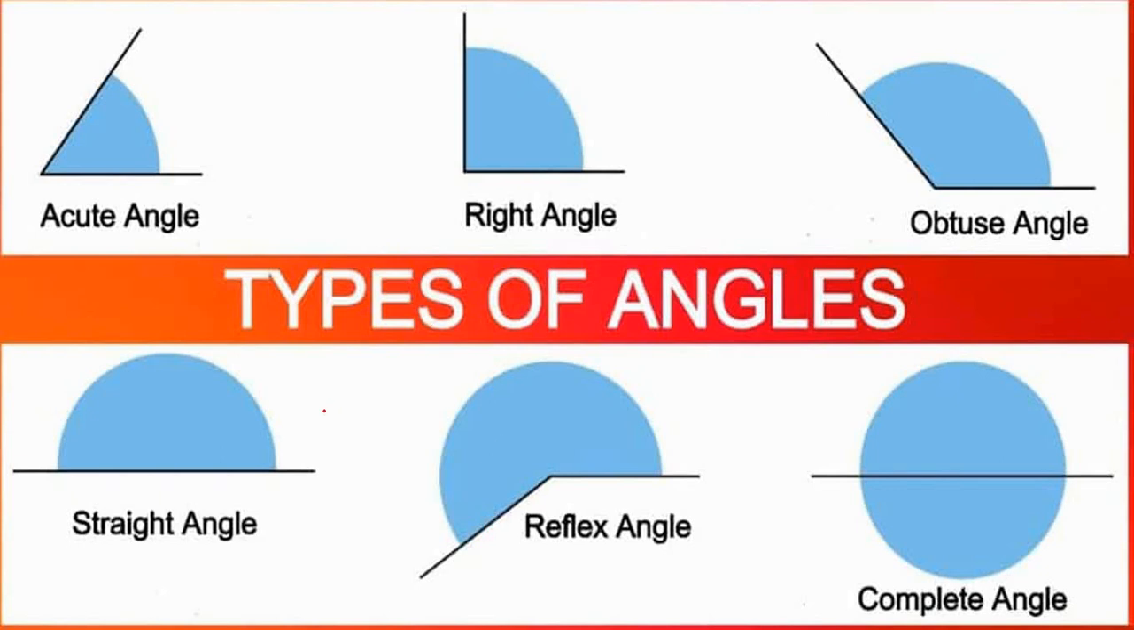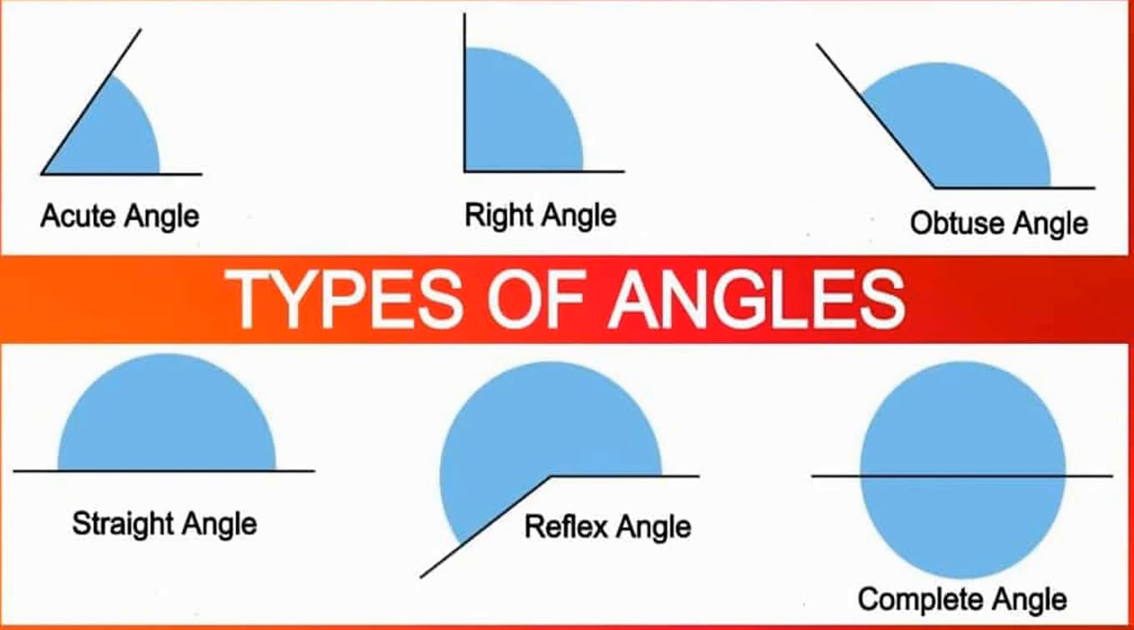There are seven types of angles based on their measurements. One is acute angle, right angle, obtuse angle, straight angle, reflex angle, complete angle, and zero angle.